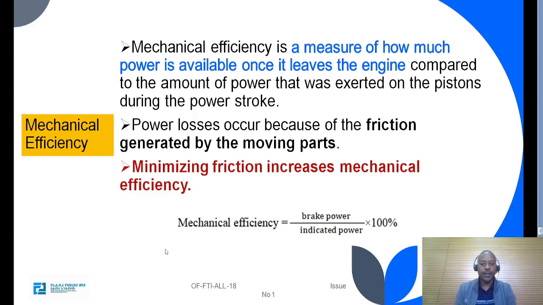Mechanical efficiency is a measure of how much power is available once it leaves the engine compared to the amount of power that was exerted on the pistons during the power stroke. Power loss occurs because of the friction generated by the moving parts. Minimizing friction increases mechanical efficiency. Mechanical efficiency can be calculated by dividing the brake power by the indicated power and multiplying it by 100%.